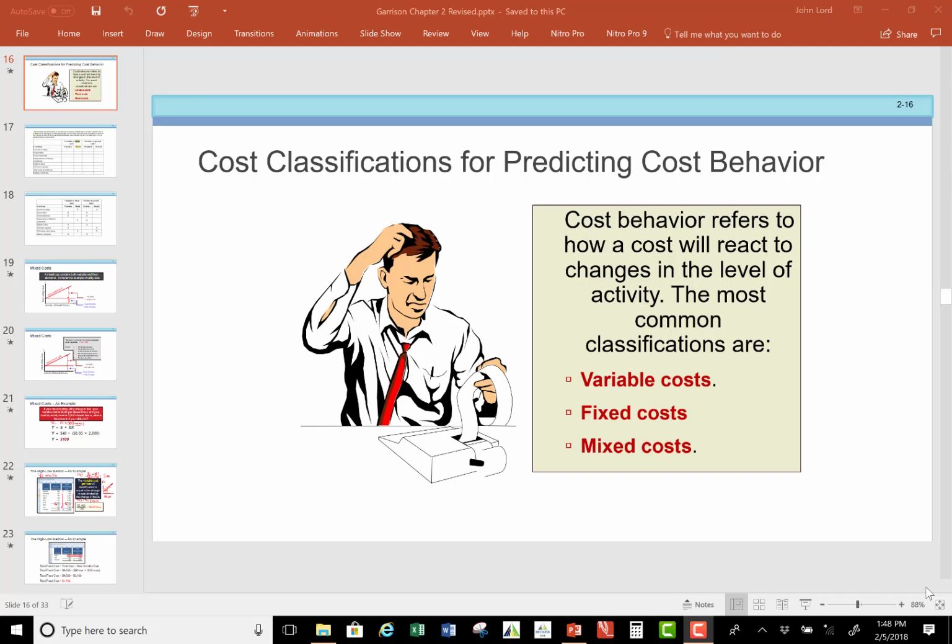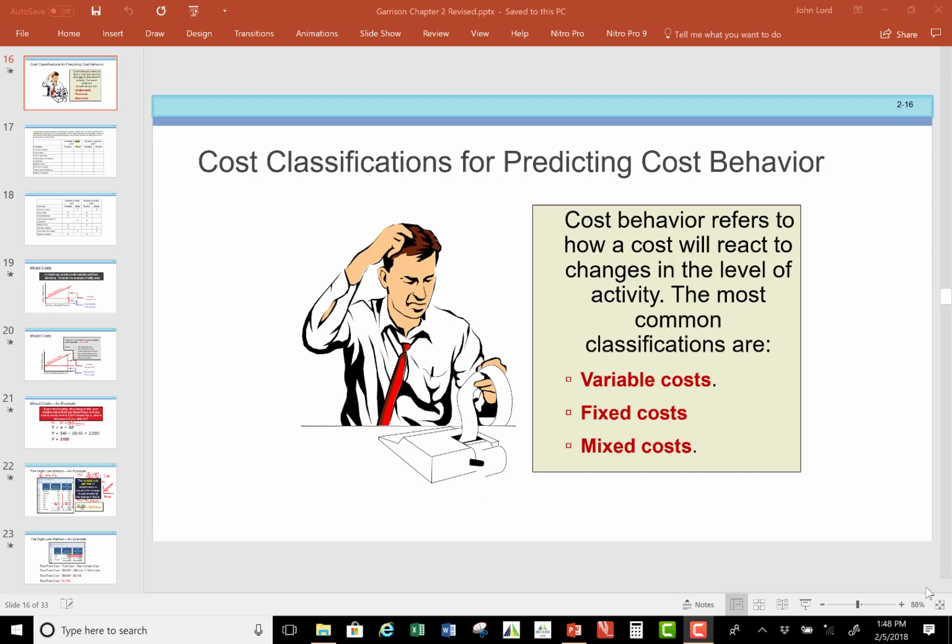Yes. Okay. So now we have these, this is pretty much what we said last time. And then we have what? Then we have variable costs, fixed costs, and mixed costs. And what we're going to do with these costs that we have up here is try to see how they fit into these categories of costs.